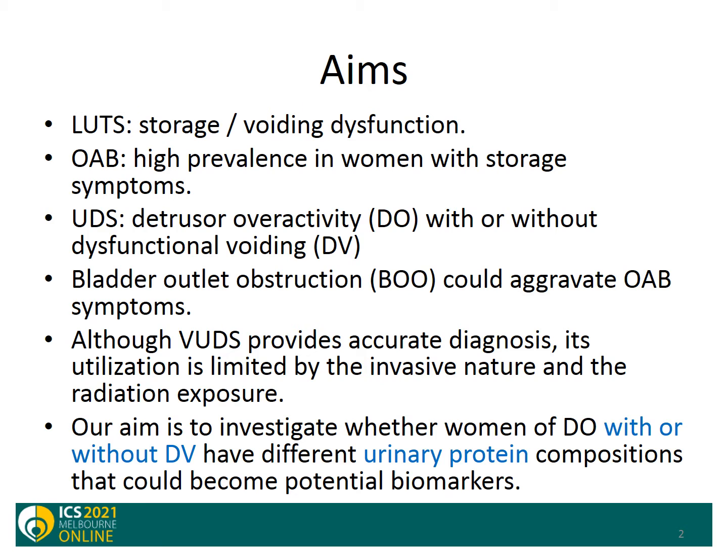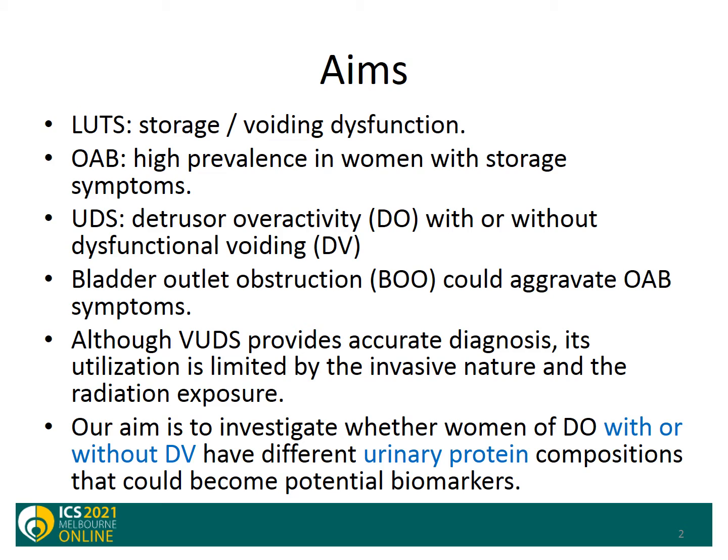Lower urinary tract symptoms include storage dysfunction and voiding dysfunction. The prevalence of overactive bladder is high in women with storage symptoms. Some of these patients present detrusor overactivity (DO) with or without dysfunctional voiding (DV) during urodynamic studies. The management of DV is crucial in the management of DO because the presence of bladder outlet obstruction (BOO) could aggravate OAB symptoms.